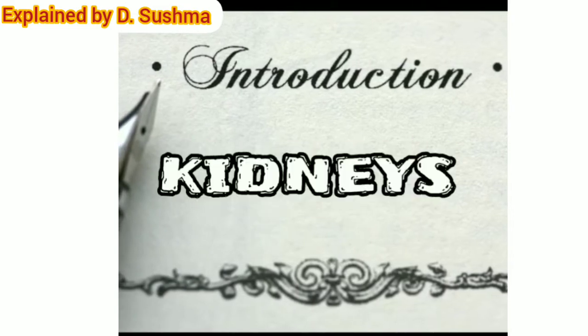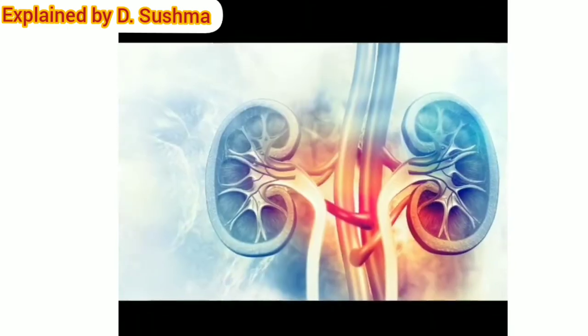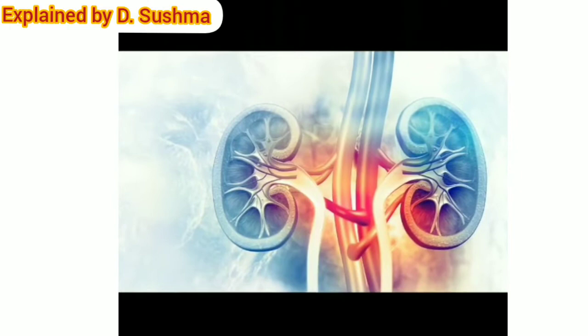Let's discuss kidneys. So let's get started. What are kidneys? The kidneys are two reddish brown bean shaped organs found in vertebrates.